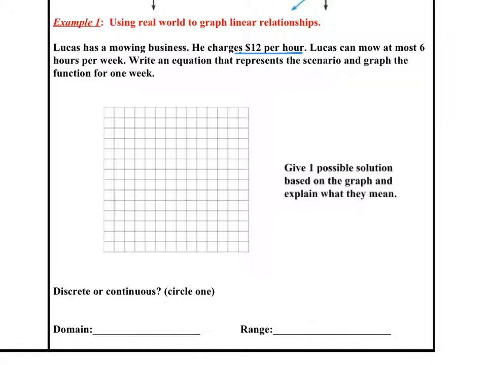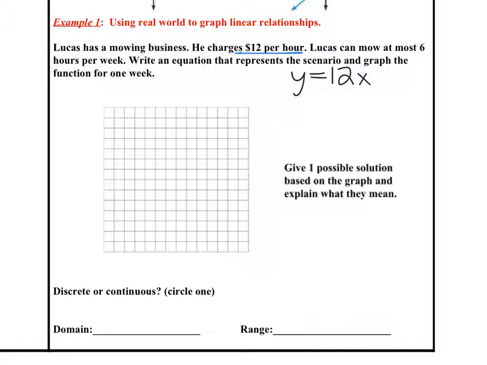$12 per hour. Is that something that's going to happen once or over and over? Over and over. So it represents the slope. So your equation needs to be y equals 12x, because 12 needs to be a slope. It's happening again and again and again. It goes next to the variable. Your y-intercept here would be 0, because at the beginning of the week, he hasn't mowed anything. He's got $0.